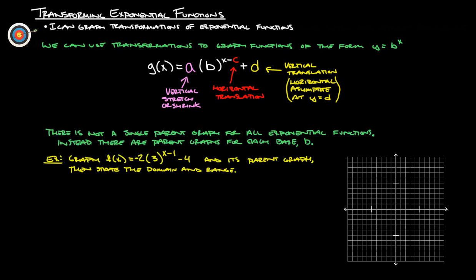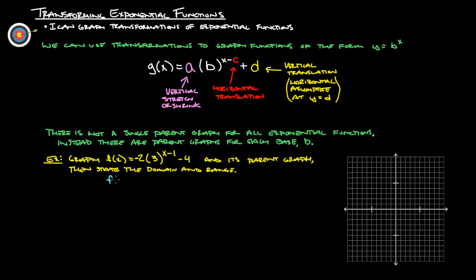Okay, so there's not a single parent graph for all the exponential functions. Instead there are parent graphs for each base b. So for example, graph f of x equals -2 times 3 to the x minus 1, all minus 4, and its parent graph. So really what we want to do first here is probably do the parent graph, and then after that we'll state domain and range.